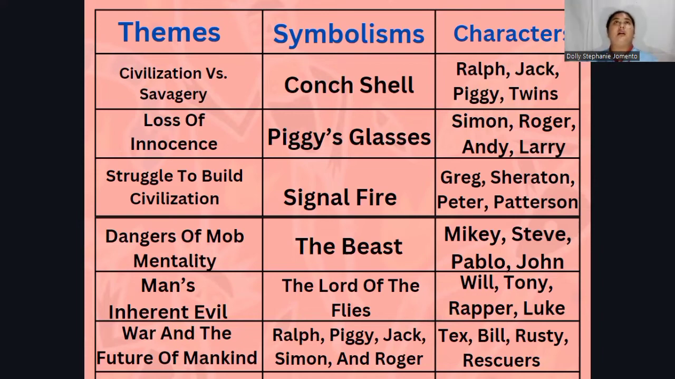However, dili man sila makabalo mo-pa-siga. So na-realize si Ralph nga naa may eyeglass si Piggy, why not iyahang gamiton para i-direct sa sun ang iyahang light, dayon nagkahinay-hinay na og signal ng fire.